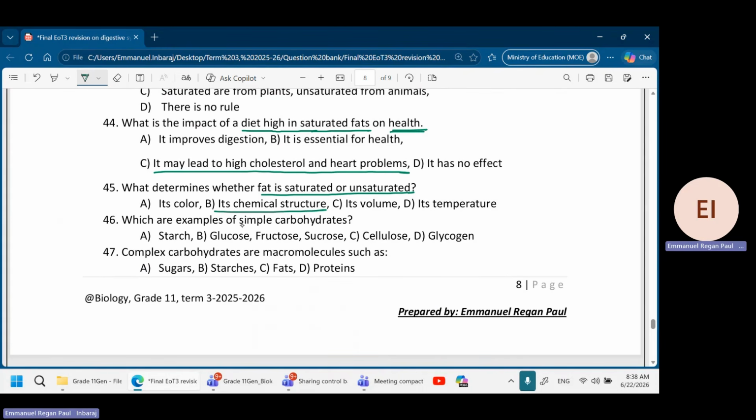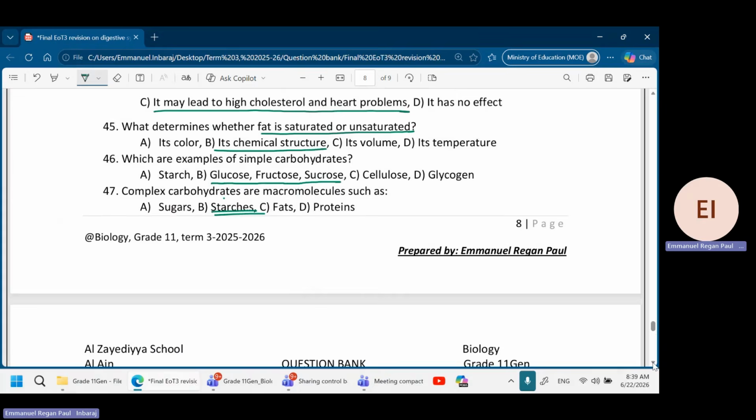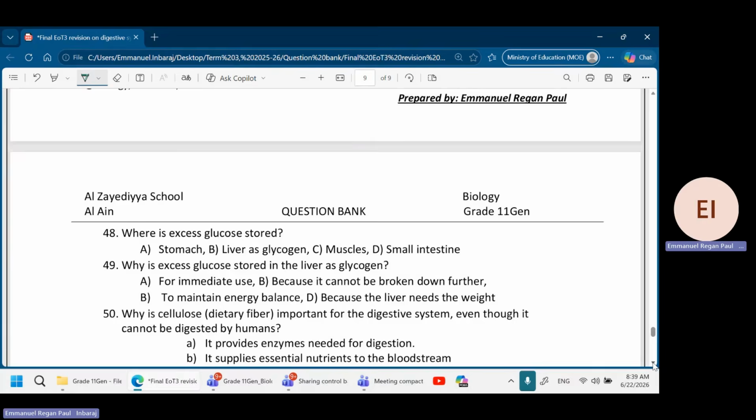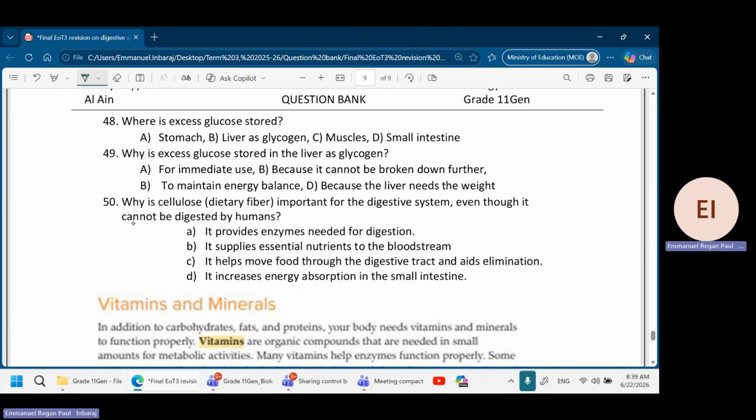Which are examples of simple carbohydrate? Glucose, fructose, and sucrose. Complex carbohydrates are macromolecules such as starch. Starch is complex. We saw starch and cellulose. Where is the excess glucose stored? The glucose is stored in the liver as glycogen.